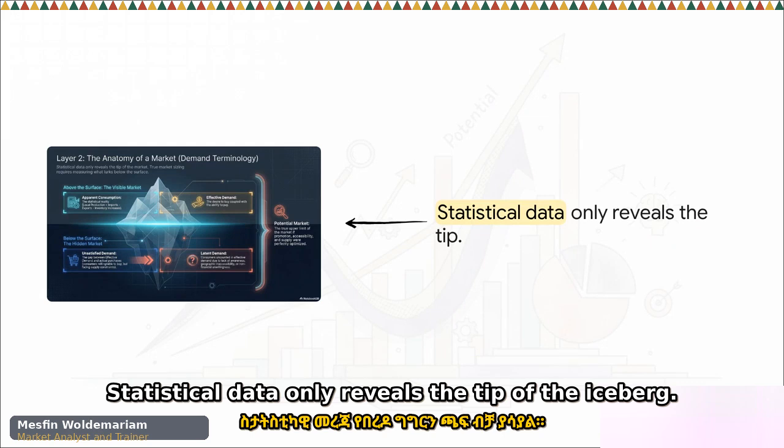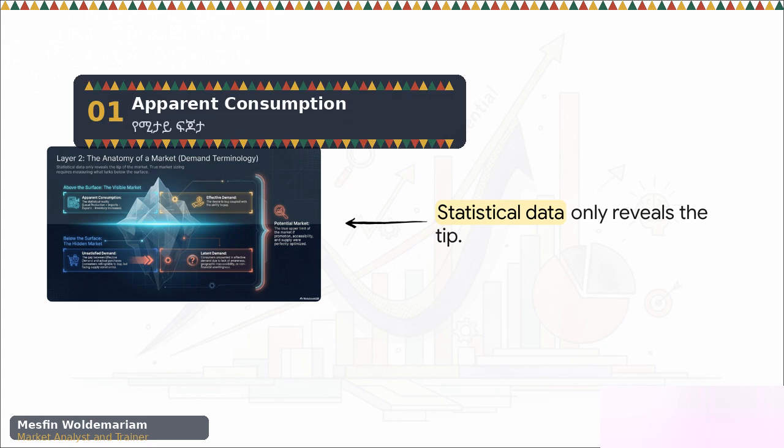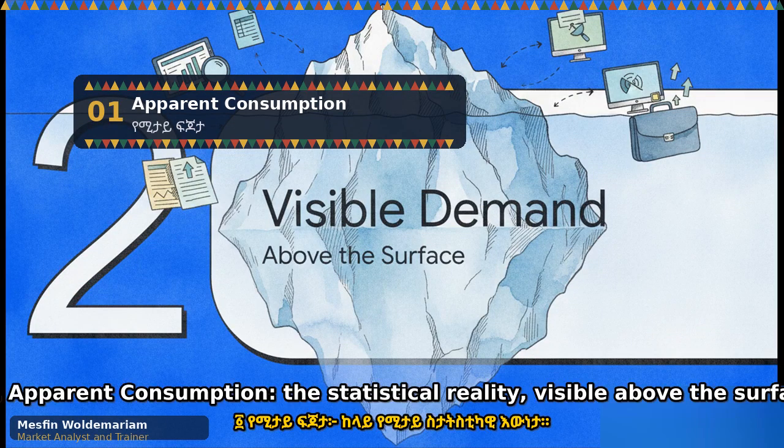Relying solely on standard consumption metrics is a really dangerous game for any financial professional. It's exactly like an iceberg. Statistical data only reveals the tip peeking out of the water. True market sizing means you have to measure what lurks below the surface. Because if you're building an investment thesis strictly on the visible ice, you're fundamentally undervaluing the opportunity. Period.